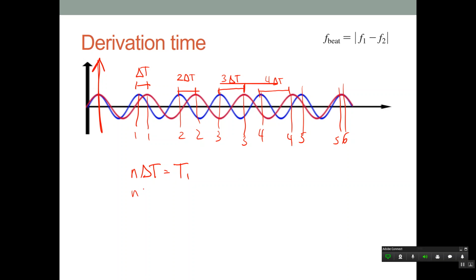So delta t, we're going to call that t2 minus t1. That equation. So far, so good. We also have to define what n is. If one of my periods is, let's say, 10 seconds, and it took six cycles for it to get back into sync, what would be my n value?